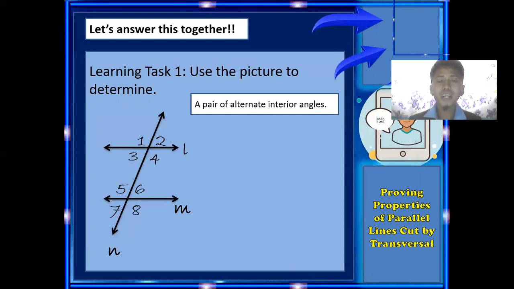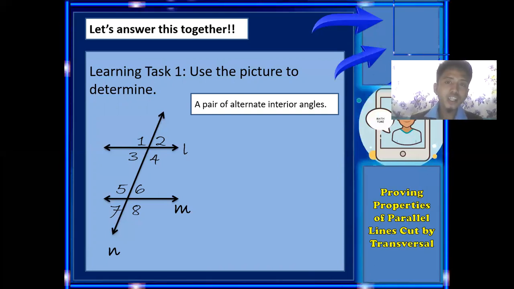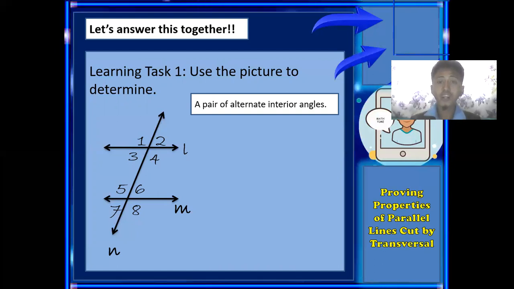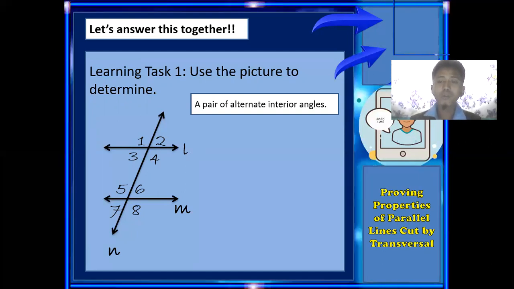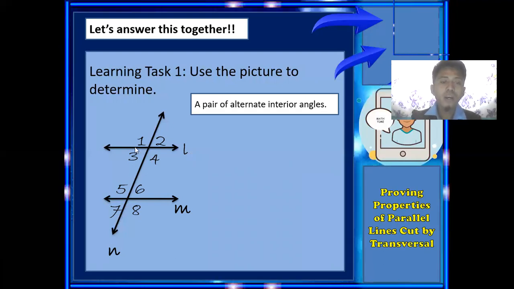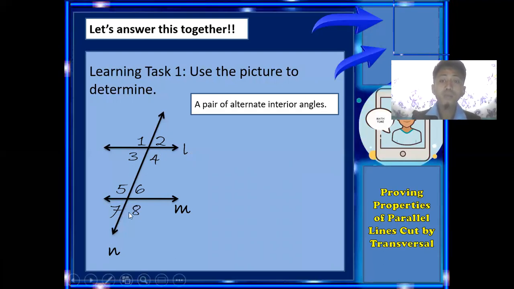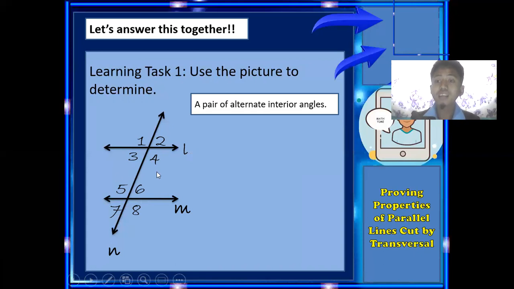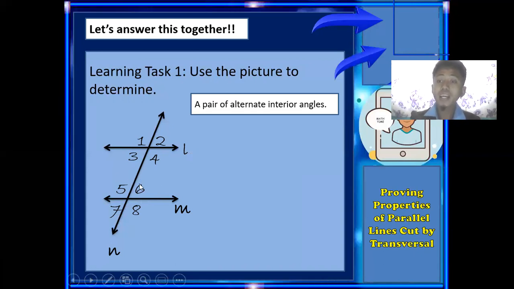So what do you mean by alternate interior angle? From the word itself, alternate, and then interior. Interior is from within or inside. So if we have parallel lines cut by a transversal, what are those angles that are within or interior? That is angle 3, 4, 5, and 6. Those are the set of angles that are interior angles.